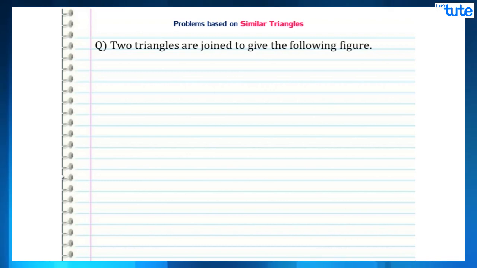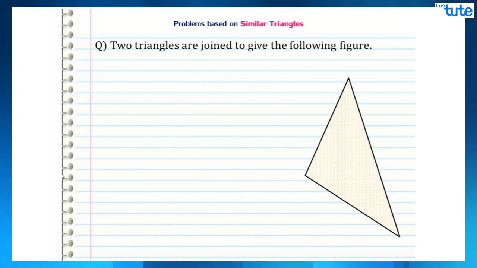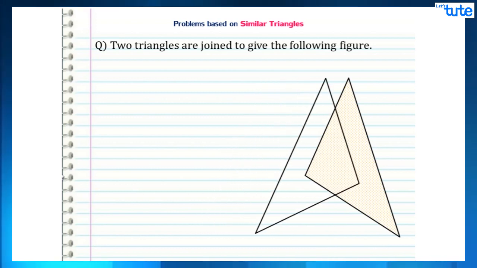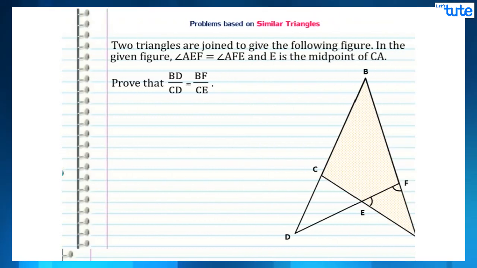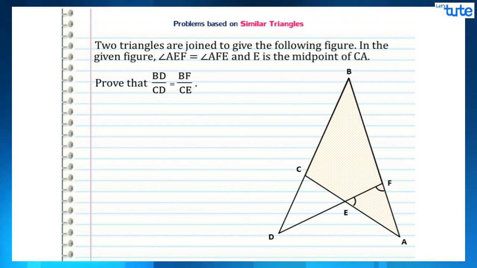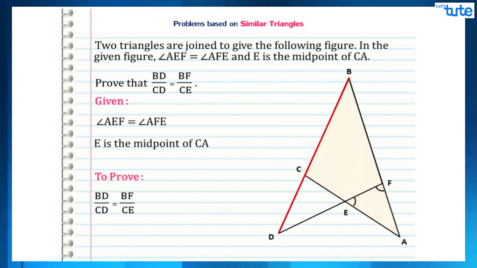Now let us look at the second sum. In this sum, two triangles are joined to give the following figure. In the given figure, angle AEF equals angle AFE and E is the midpoint of CA. Prove that BD upon CD equals BF upon CE. So, as you can see, we have been given that angle AEF equals angle AFE and E is the midpoint of CA, and we have been asked to prove that BD upon CD equals BF upon CE.